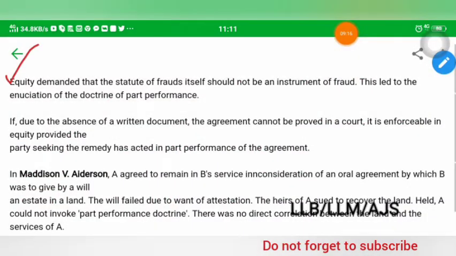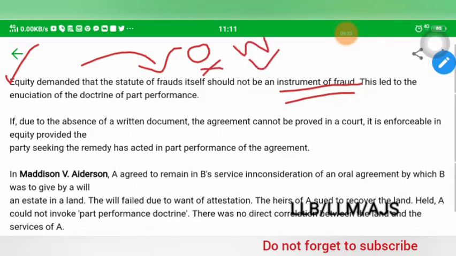Because equity demanded that the statute of frauds itself should not be an instrument of fraud. The statute of frauds was enacted for the purpose of preventing fraud. Because of that, oral transfer is not included, and the transfer must be written so that there will be no fraud. But it must not, on the other hand, be in the hands of some deceptive transferor an instrument of fraud, who can use the non-compliance of the provisions of the statute of frauds and do injustice to the bona fide transferee. This led to the enunciation of the doctrine of part performance.